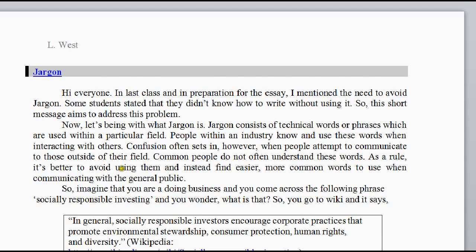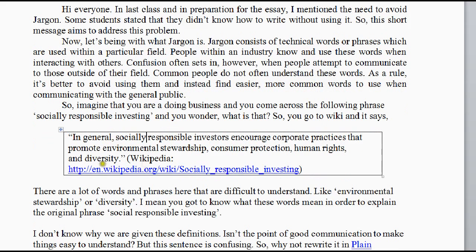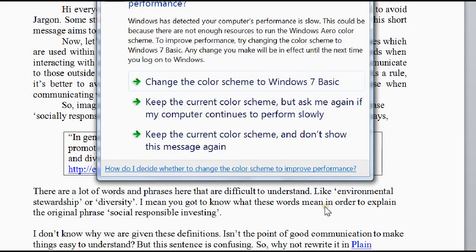with the general public. So imagine that you are doing business and you come across the following phrase: socially responsible investing. And you wonder, what is that? So you go to Wiki and it says the following. In general, socially responsible investors encourage corporate practices that promote environmental stewardship, consumer protection, human rights, and diversity. There are a lot of words and phrases here that are difficult to understand, like environmental stewardship or diversity. I mean, you got to know what these words mean.